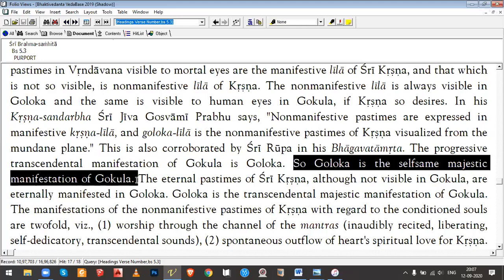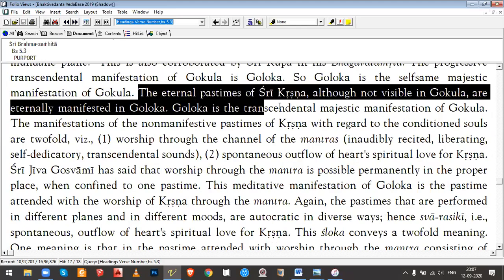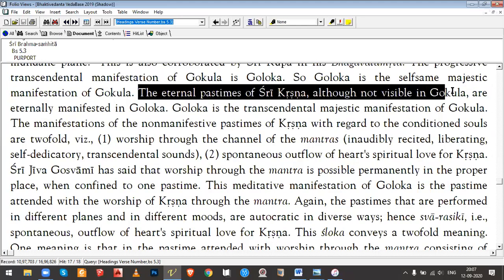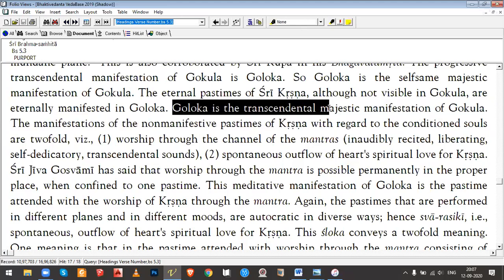But there is no difference. It is the same abode that is manifested. The eternal pastimes of Krishna, although not visible in Gokul, are eternally manifested in Goloka. Goloka is the transcendental majestic manifestation of Gokul.